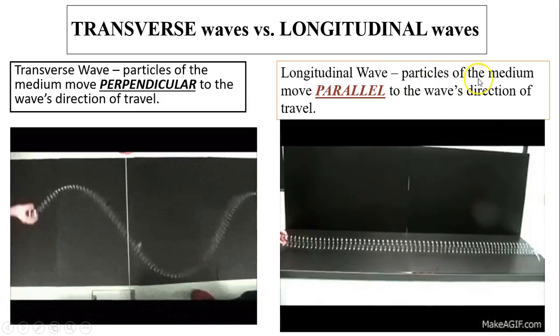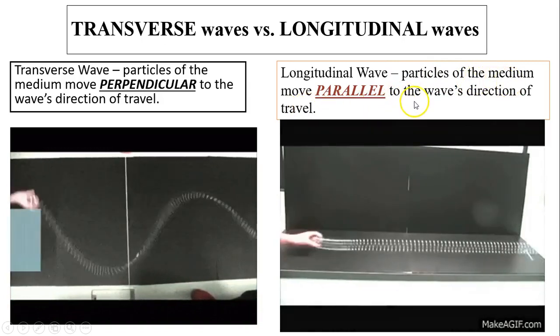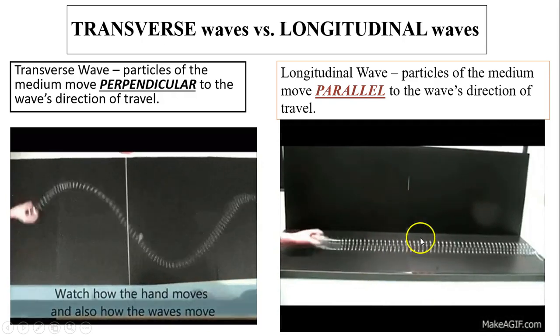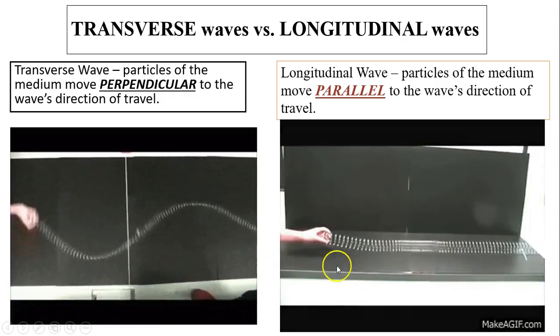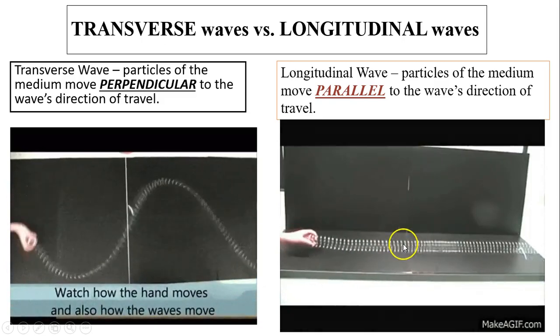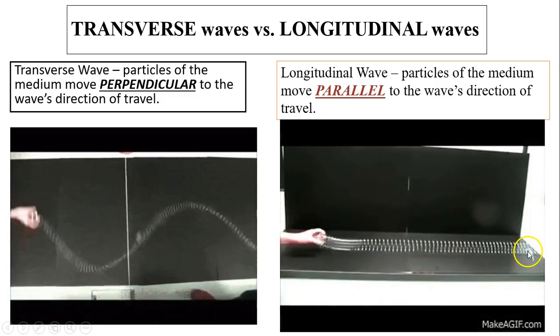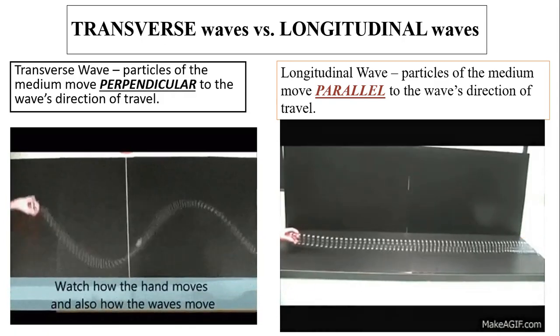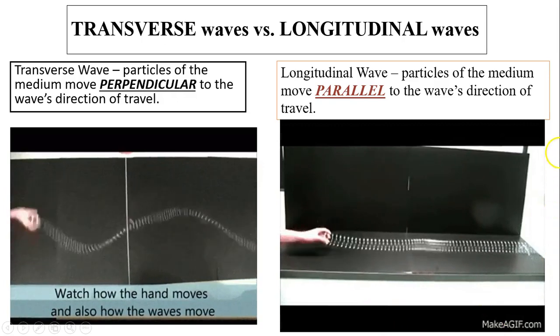A longitudinal wave is when particles of the medium move parallel to the wave's direction of travel. The hand moves parallel to the direction of travel, left to right, and so the particles move left to right. Take a look at this local particle right over here. It moves left to right. That's a local particle moving.